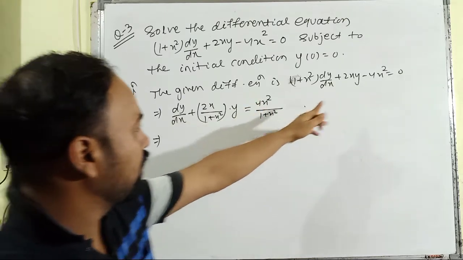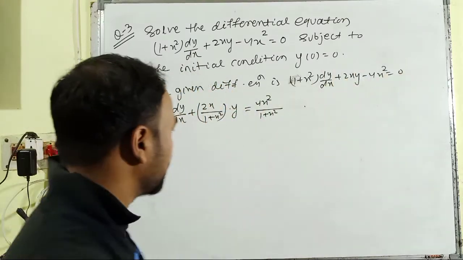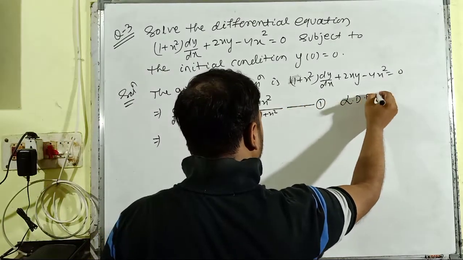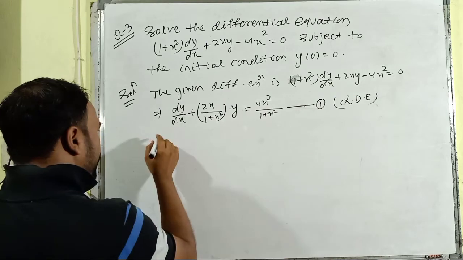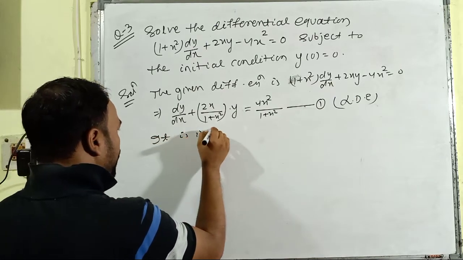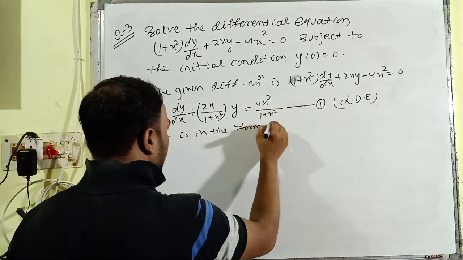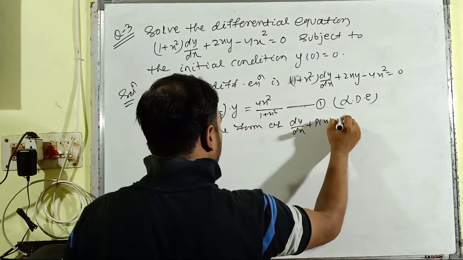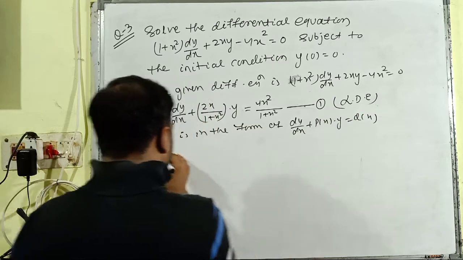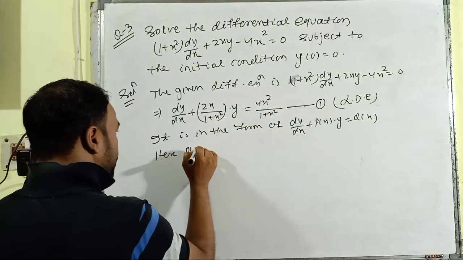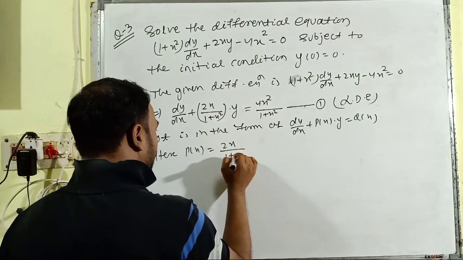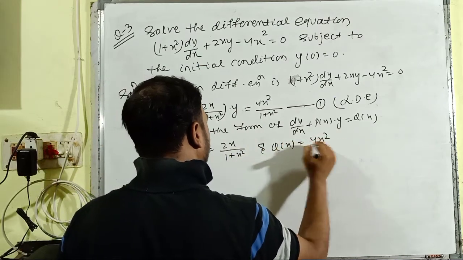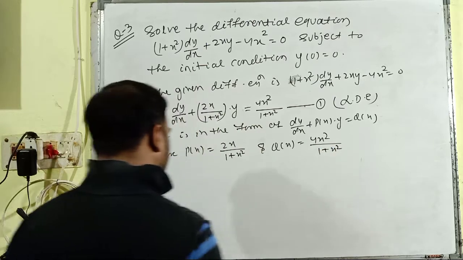I have just taken the minus 4x square term towards the right hand side, and you can see that this is the linear differential equation, which is equation number 1. And you can write down here, it is in the form of dy upon dx plus p of x into y is equal to q of x. Here p of x is equal to 2x divided by 1 plus x square, and q of x is equal to 4x square divided by 1 plus x square.